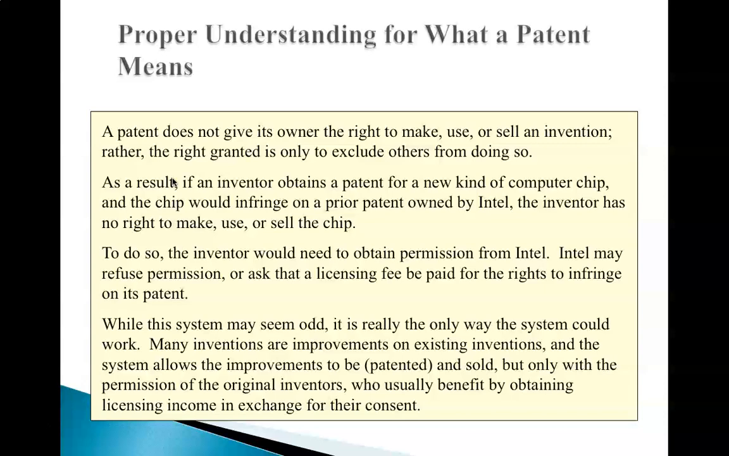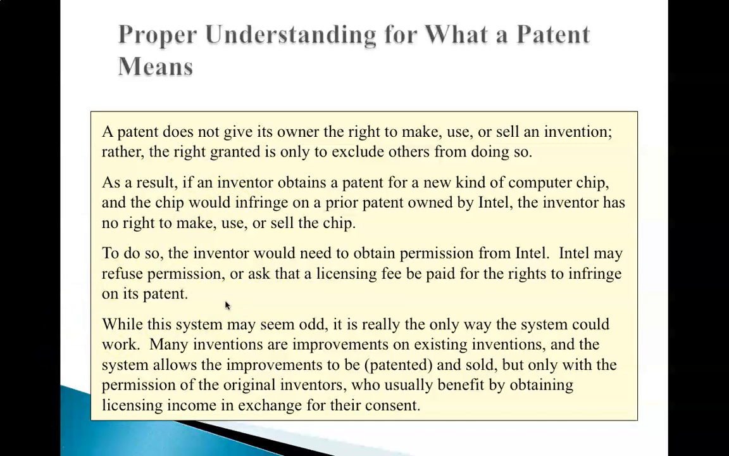So as a result, if an inventor, and this is just a little example, obtains a patent for a new kind of computer chip, and the chip would infringe on a prior patent owned by Intel, for example, the inventor has no right to make, use, or sell that chip. To do so, the inventor would need to obtain permission from Intel, and Intel may refuse permission or ask that a licensing fee be paid for this right to infringe on the patent.